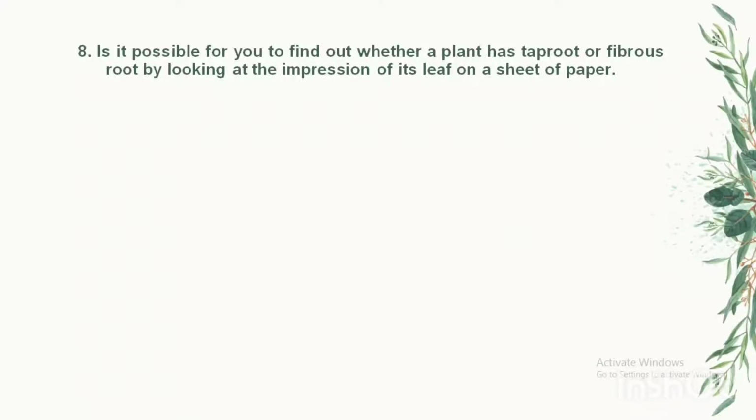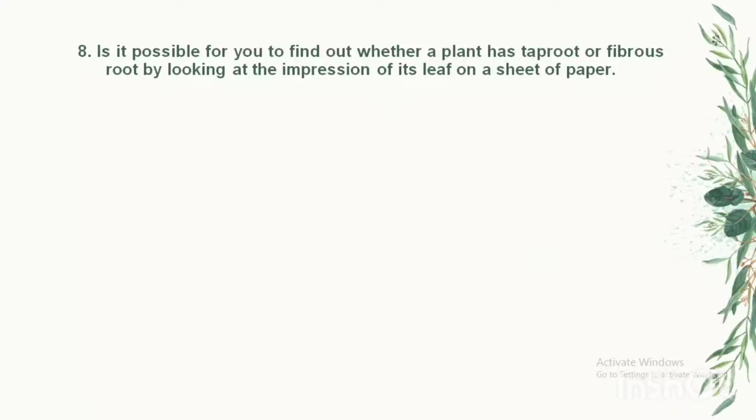Okay, and with the help of a pastel color or coloring pencils you have to just find out the impression. You have to keep the impression, make the impression on the paper, and through that you can understand the leaf venation. Yes or not? We had done this activity, right? Okay, so through this activity we can also guess which root that plant has.